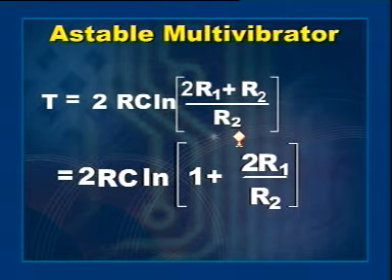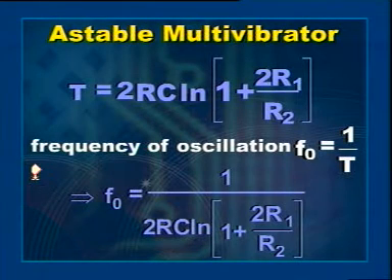Therefore, t equal to 2 RC ln of (1 plus 2 R1 by R2), and its frequency of oscillation is nothing but 1 by t. Therefore, the frequency of oscillation f0 equal to 1 by 2 RC ln of (1 plus 2 R1 by R2).